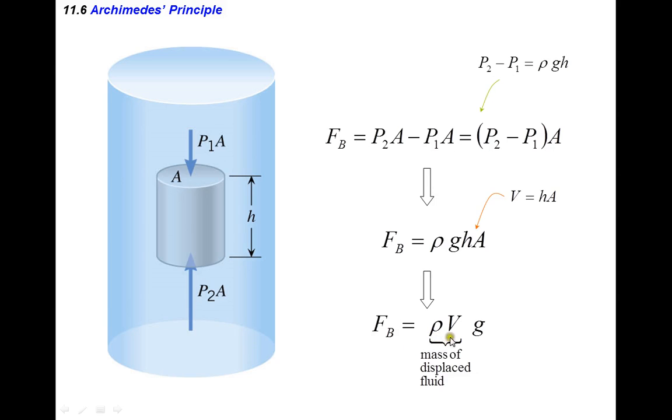FB equals rho VG. Now listen carefully because this is an important concept. The buoyant force, the force that acts to push this object up inside our fluid, is the density of the fluid times the volume of the object times G. And it turns out that what we're talking about is the weight of the fluid that is displaced by virtue of this object being in the water.